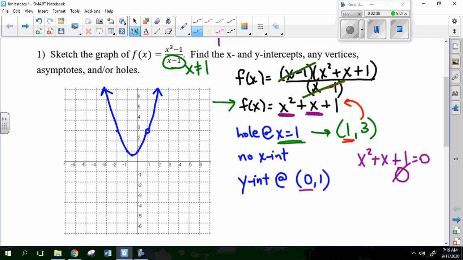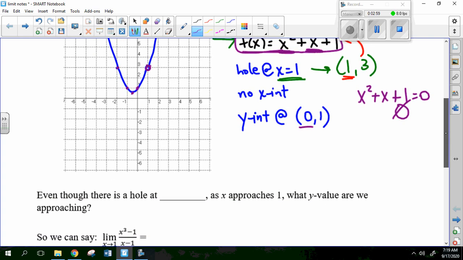Now I also spent some time finding the vertex, and if you need a refresher on that, you can come to my office hours. I plotted the vertex, and then I plotted the y-intercept, and then I made a symmetric point to that. Then I plotted my open circle and made a symmetric point to that, and then I drew my parabola. And I knew it was going to be a parabola because the reduced function is quadratic. Okay? So now that we have that graph, I want to talk about it.